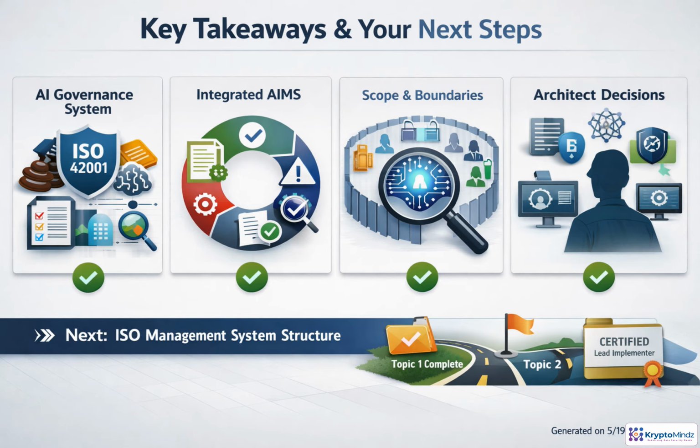You've completed the foundation. ISO IEC 42001 uses a management system to govern AI responsibly. An AIMS connects policy, risk, controls, evidence, and improvement. Scope defines what is governed. For architects, the standard becomes real through design decisions. Next, choose one AI system and ask, is it in scope, clearly owned, and supported by evidence?